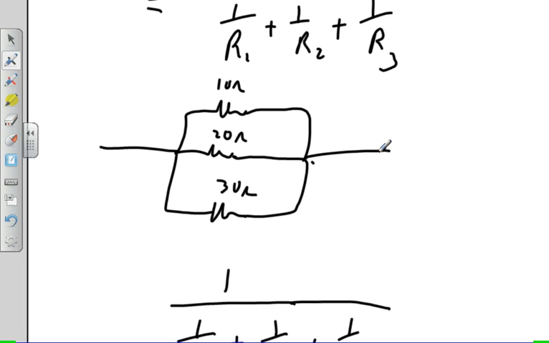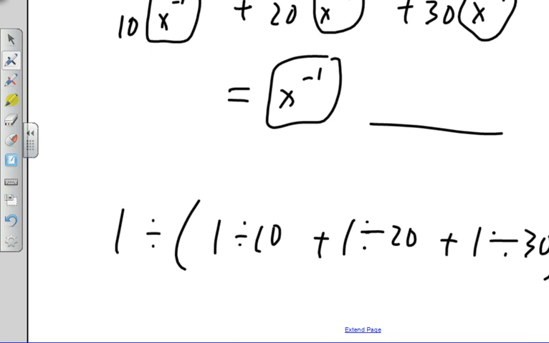And so I'm going to go 1 divided by parentheses 1 divided by 10 plus 1 divided by 20 plus 1 divided by 30. Do I have that in right? Enter. And it's going to tell me it's 5.45 ohms.